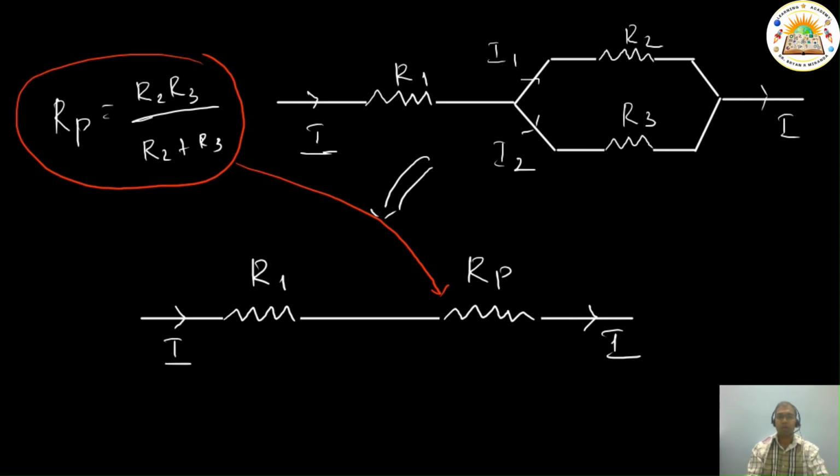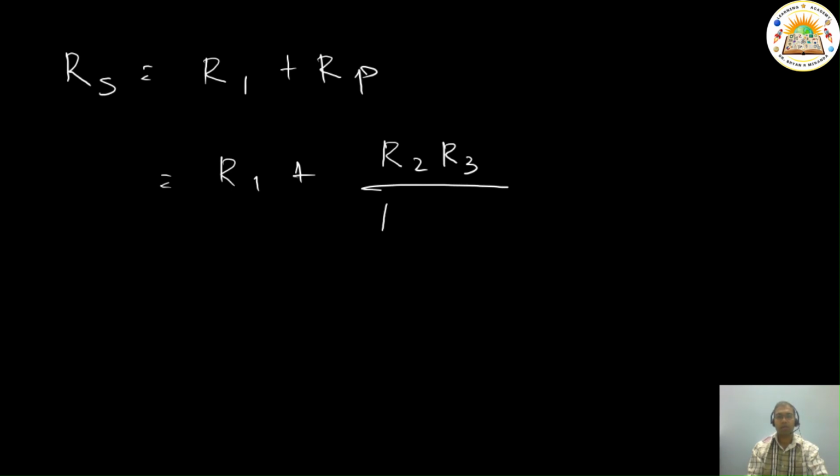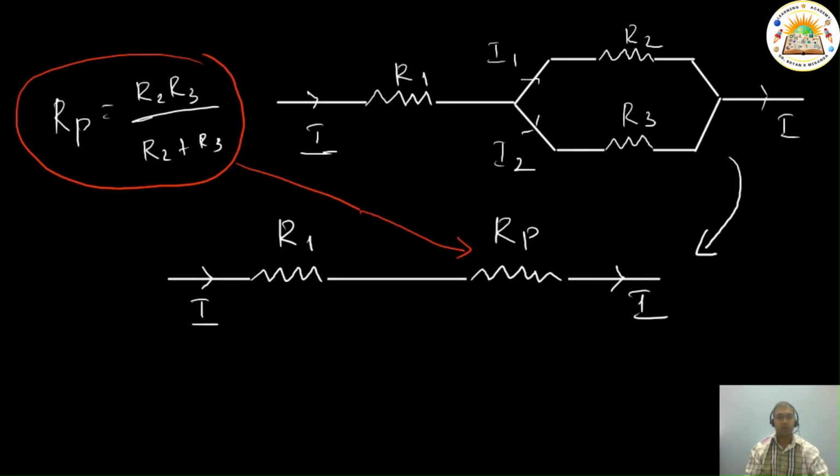So now let us look at the next part of solving. So R series is going to be nothing but R1 plus R parallel, or this I can write as R1 plus R2 R3 by R2 plus R3. Now this is going to be in terms of ohms itself. So the total resistance in series. So let's go ahead and draw an equivalent circuit for this and see how it is. So for this, the equivalent circuit will look something like this.